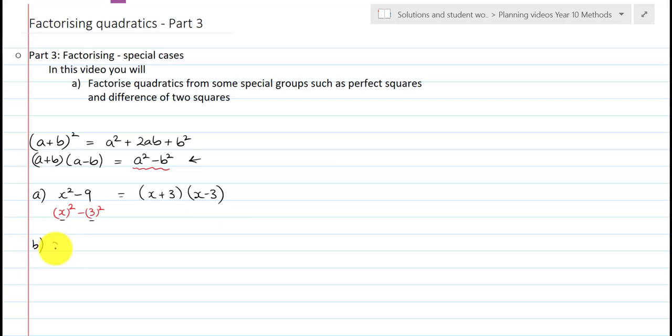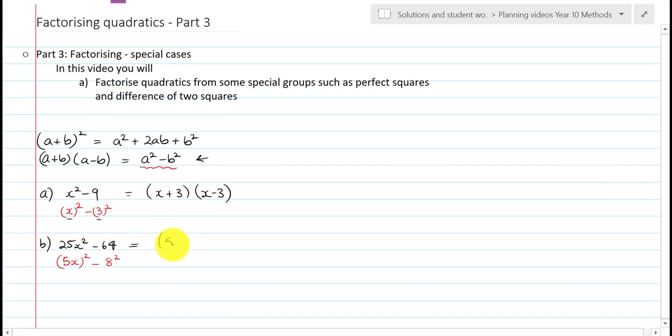B. This one's a little bit harder, but the same rule. 25x squared - 64. Now in this case, again, I might just take the opportunity to write down what is this squared. Well, 25 is 5 squared, x squared, minus 8 squared. And so my difference of two squares gives me (5x - 8)(5x + 8). And so again, you can see how this rule can be applied quite easily if you identify that it's a square, subtract another square.